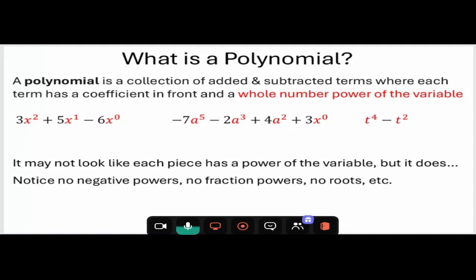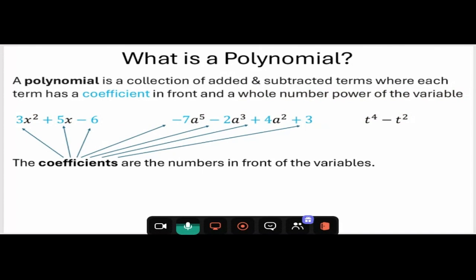Whole number, what does that mean? A reminder, that's all of the counting numbers, 1, 2, 3, 4, 5, 6, and so on, as well as 0. No negatives, no fractions, no roots. So the powers are all whole numbers. The coefficients can be negatives, fractions, and roots, but not the powers. Okay, so that's the whole number powers.